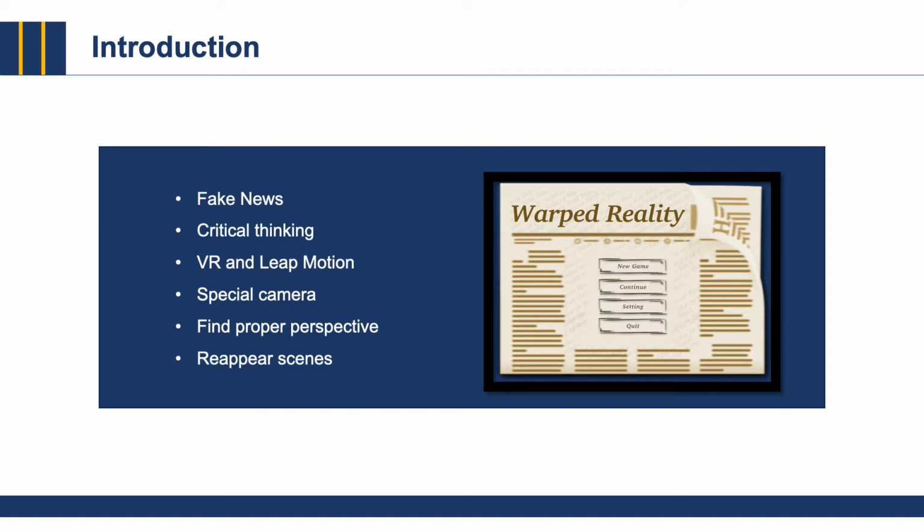In this system, we utilize gestures instead of controllers to realize the main interaction in the game. Players use a special camera to find the proper perspective and take photos. If players take the correct photo which matches the photo we provide to them, they can go back to the scene where the event has happened. Then they can walk around and investigate.